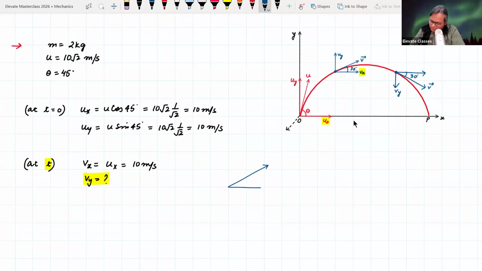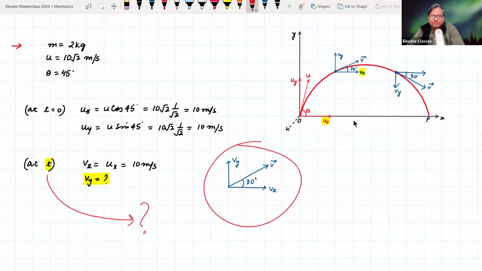This is vx, this is v, this is vy. And after some time interval t, v, y. This is 30 degrees. So the question is, what is this time period after which this configuration is achieved? That's the question. As simple as that.